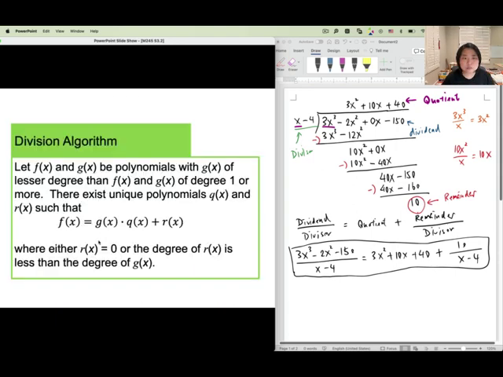Now, they're going to rewrite it. Let f(x) and g(x) be polynomials with g(x) of lesser degree than f(x) and g(x) of degree 1 or more. So they let your dividend become f(x). This is the quotient, so we have q(x) here. And g(x) will be your divisor. And r(x) will be the remainder.